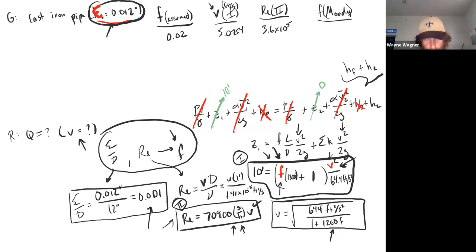Okay, so now I'm going to go to the Moody diagram. I'm going to follow that blue line, the 0.001, until I get to a Reynolds number of 3.6 times 10 to the 5th. So 1 times 10 to the 5th, 2 times 10 to the 5th, 3 times 10 to the 5th. It looks like we're at 0.021 is about what I'm seeing. 0.021. Okay.